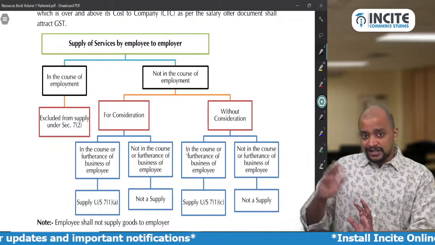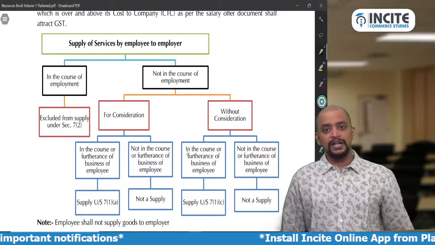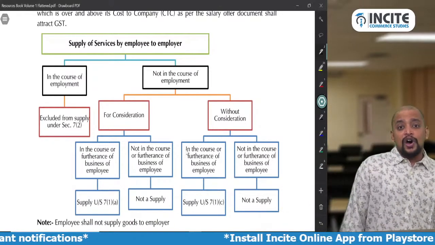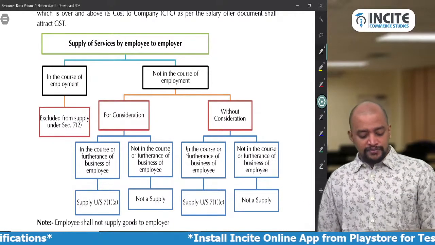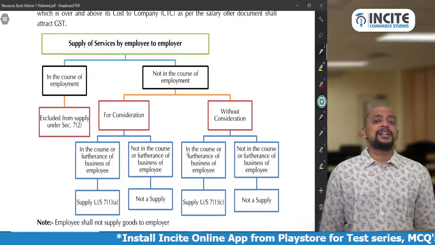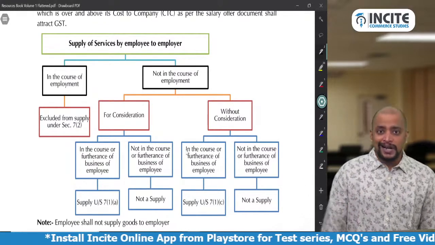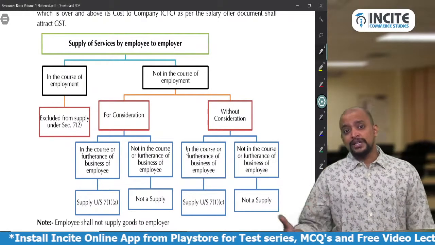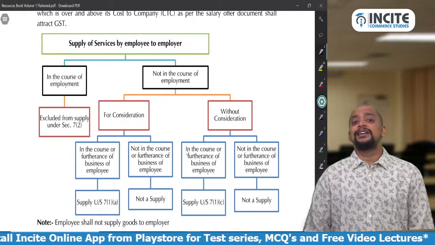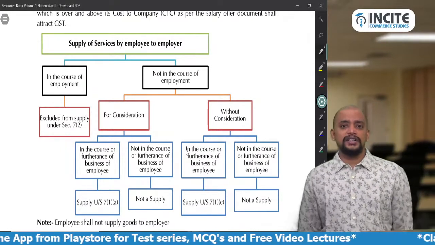If he is registered, he needs to pay GST. Otherwise, he is not required to pay GST. Then, not in the course or furtherance of business of the employee. I'll give you an example. That is personal activities. Apart from the employment contract, the employee is doing some activities which are personal in nature, not in the course or furtherance of business. It is not a supply.